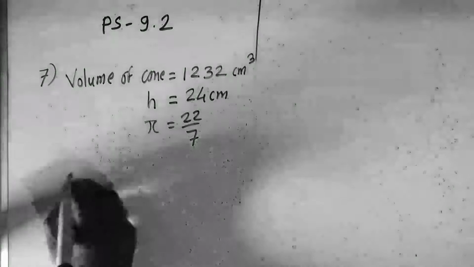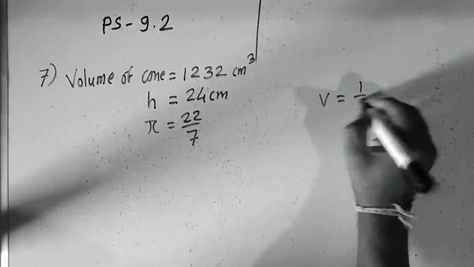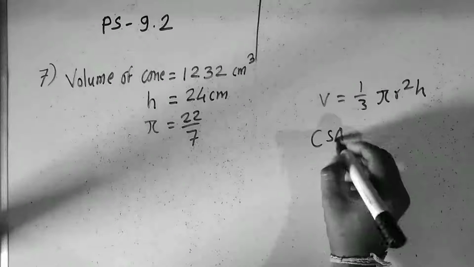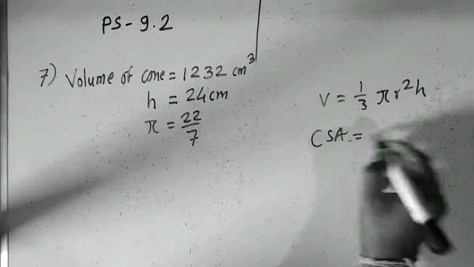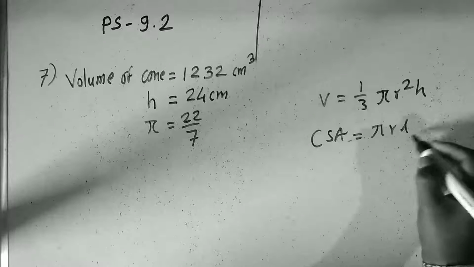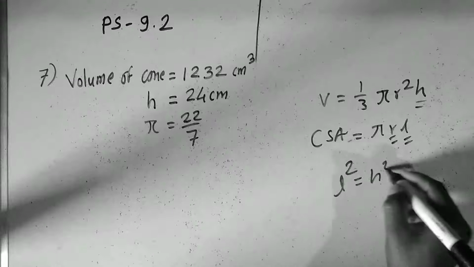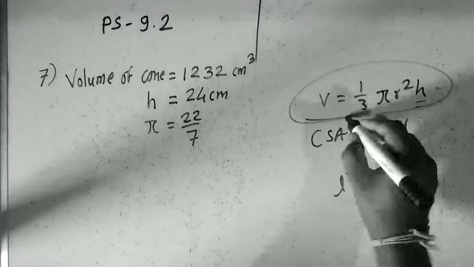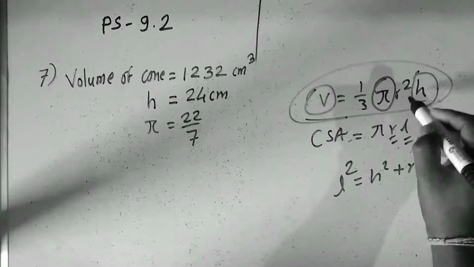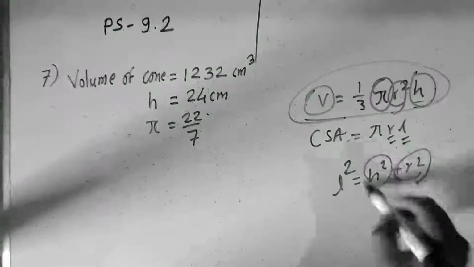Instead of the total surface area first, the volume of cone is given, so we have the formula: volume of cone equals 1/3 pi r square h. We have curved surface area, that is pi r l. Remember students, to find L I have to find R because I have H. L square equals H square plus R square. By using the volume formula, I have volume, I have height, I have pi, I will find R. So I will put here the R value. Yes, I have height, I will put it here, I will get the L value.